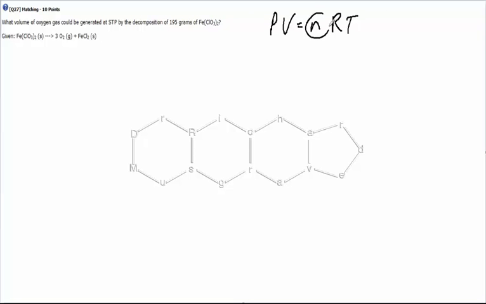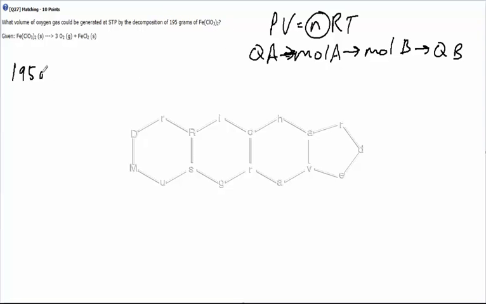But in order to do that, we're going to need a number of moles of oxygen gas. So in order to do that, we're going to do a little bit of gas stoichiometry. Now, the little flowchart I like to use is QA goes to mole A, goes to mole B, and then that goes to QB. Now, for QA here I'm talking about the 195 grams of Fe(ClO3)2. So that's what I'm going to start out with.